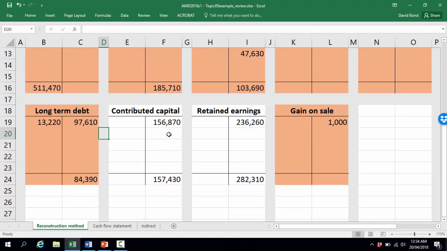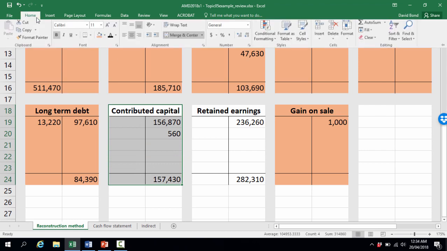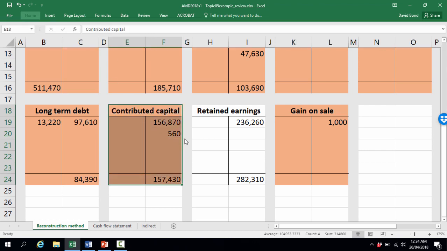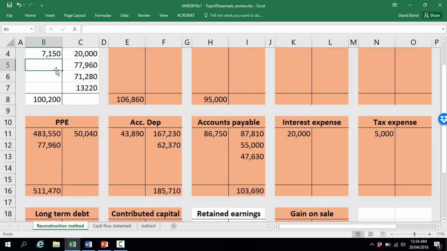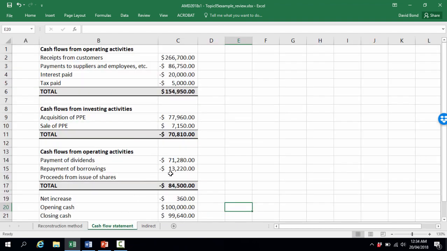And last one is contributed capital goes from 156,870 to 157,430. So it's an increase of 560. So a really small amount, almost a pointlessly small amount, but nonetheless. So credit contributed capital and debit cash. And we add that in. And voila, 154,950, negative 78,10, negative 83,940, net increase of 200, opening 100,000, closing $100,200.